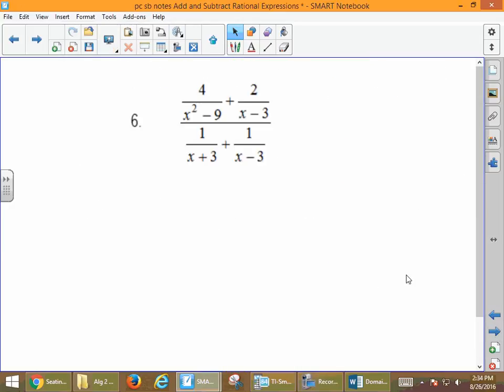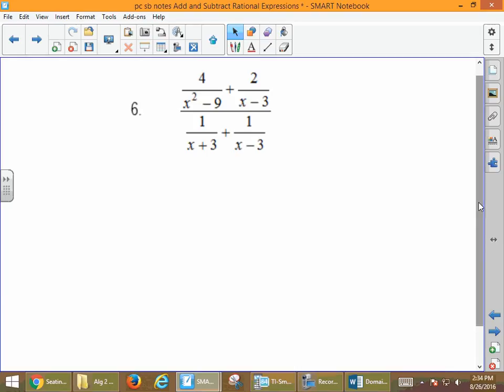Problem number 6. It is lengthy. We need to add the numerator together. We need to add the denominator together. And then we're going to have to divide. So as we take a closer look at the numerator here, we see that we need to factor at least one denominator.